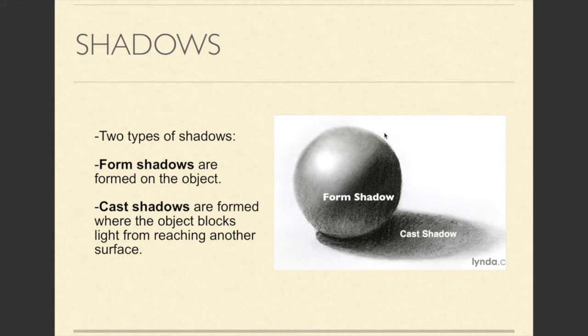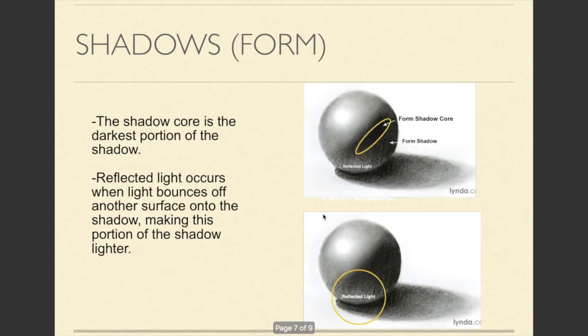Within the shadows, there are smaller parts as well. The shadow on the object is called the form shadow, and the shadow where light is being blocked from one surface by another surface is called the cast shadow. Within the form shadow, there's the shadow core, and that's the darkest part of the shadow. It's right here. And then there's reflected light. That's where light hits a surface and bounces back up onto the object. It makes a visibly lighter section.